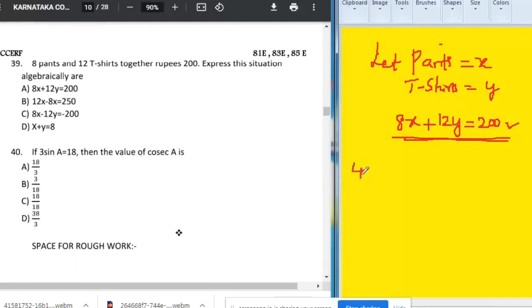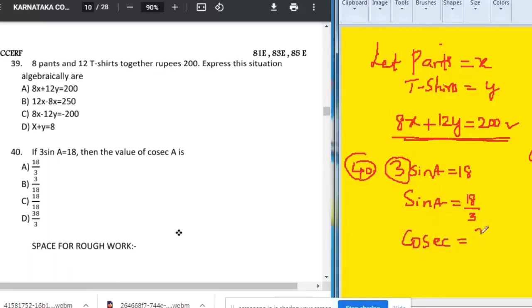40th question, the last question of the question paper. 3 sin A is equal to 18. They are asking to find cosecant A. We all know that cosecant A is the reciprocal of sin A, cosecant is 1 by sin A. Here sin A is equal to 18 by 3. In 3 sin A, when multiplication goes to the other side it becomes division. Sin and cosecant are reciprocal to each other. If sin is 18 by 3, cosecant will become the reciprocal, 3 by 18. The correct option for this question is B, 3 by 18.